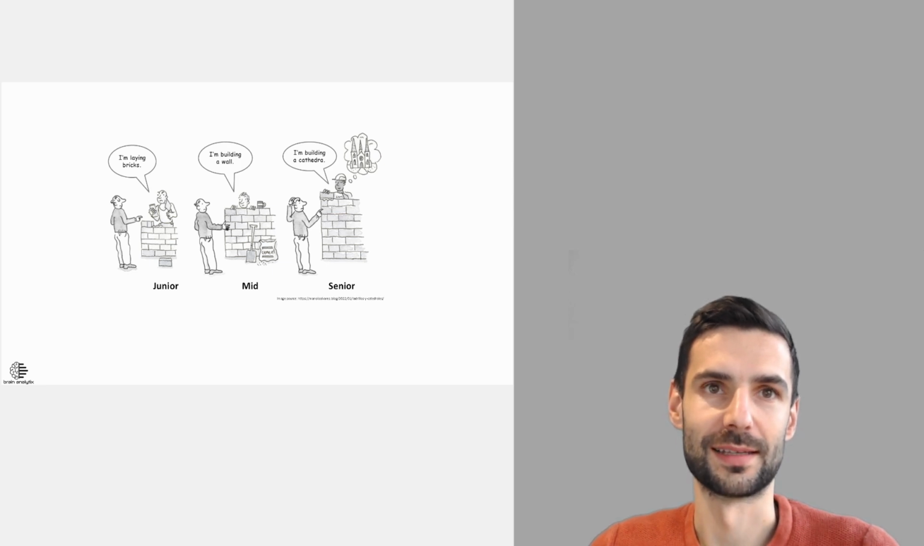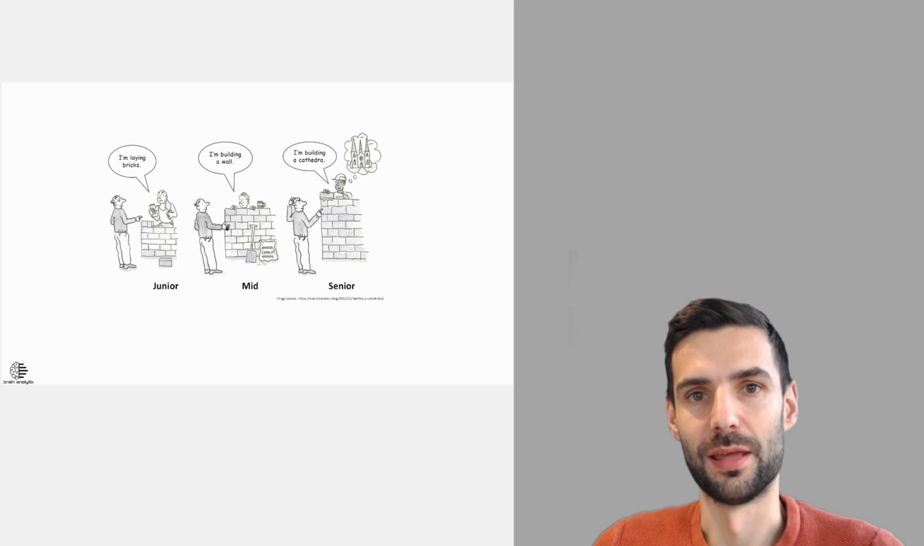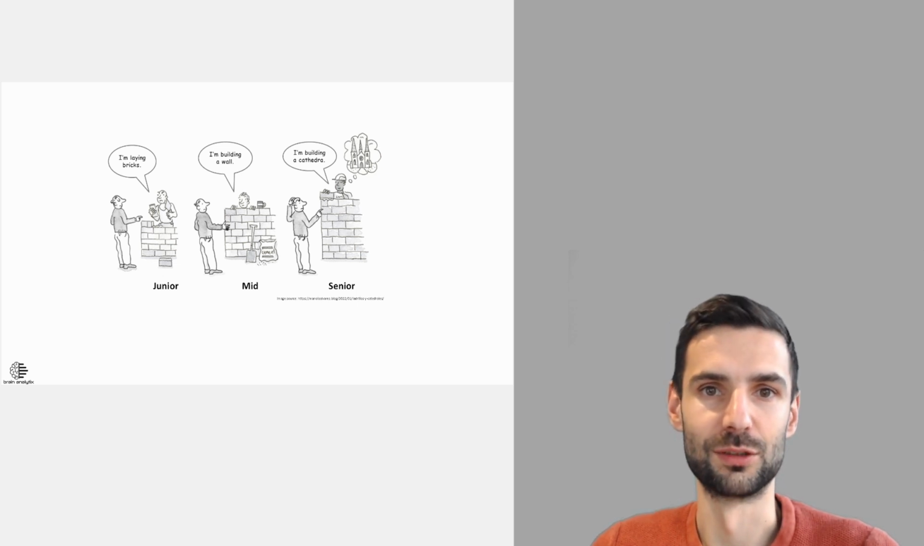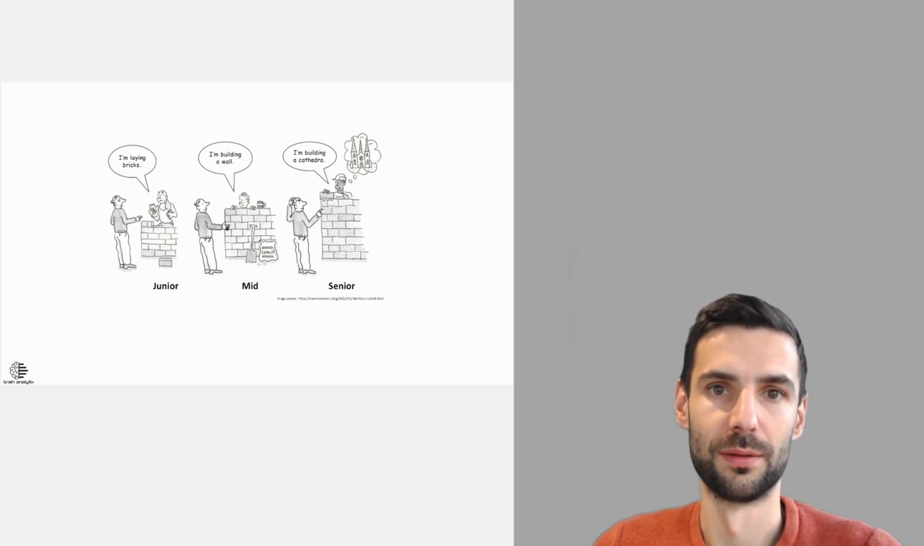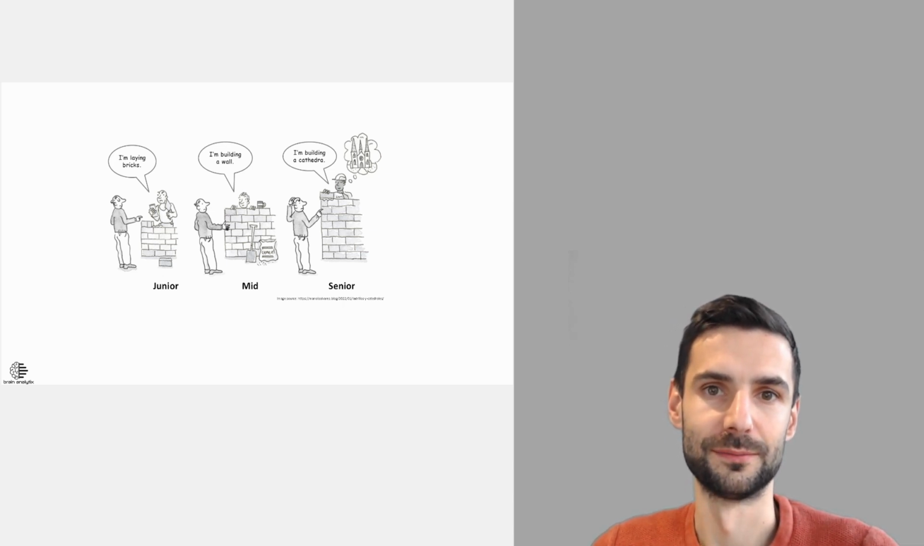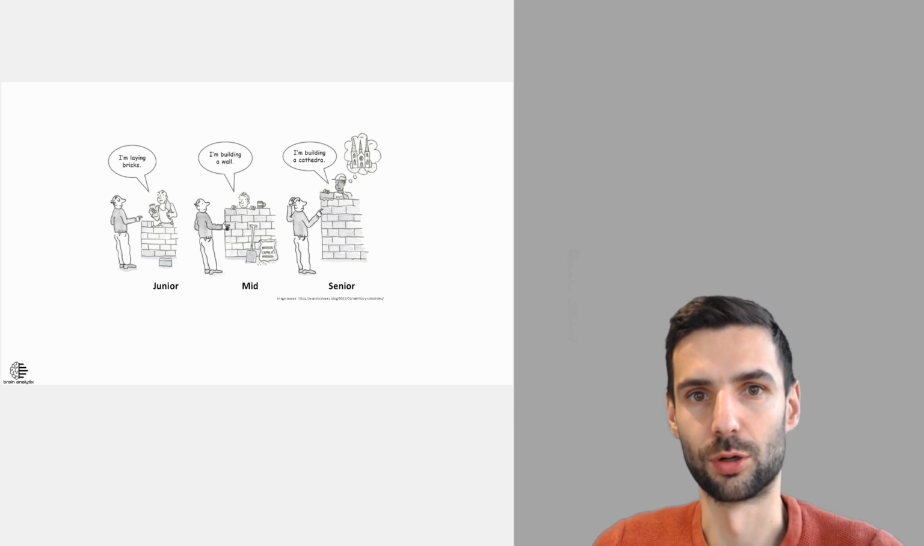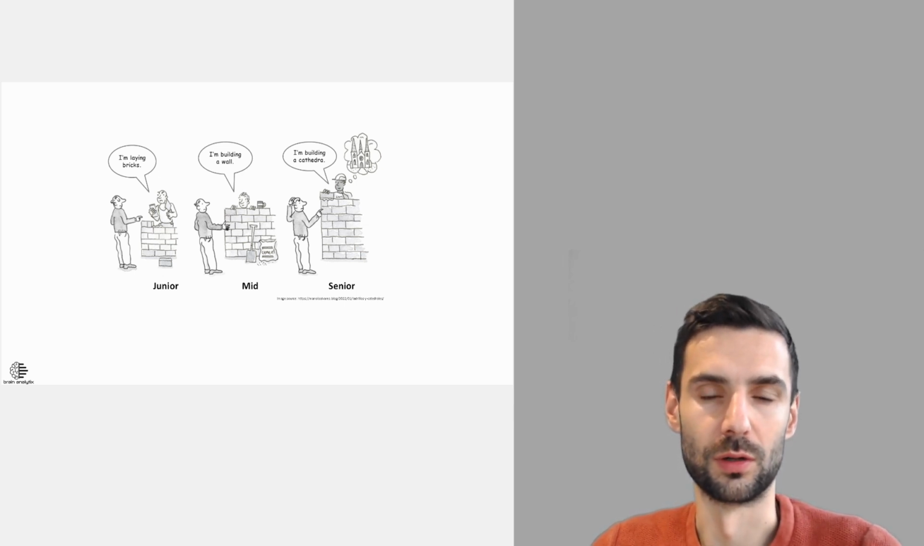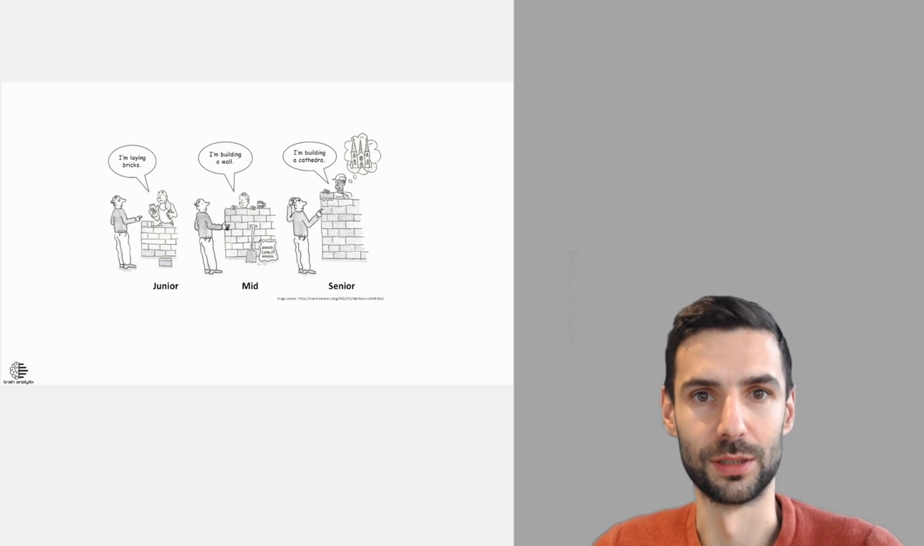A man asked each one what they are doing. The first said, "I'm laying brick." The second replied, "I'm building a wall." And the third one said, "I'm constructing a cathedral." Those are 3 different approaches to work. Very often when you are a junior, you focus only on your task without seeing the big picture.